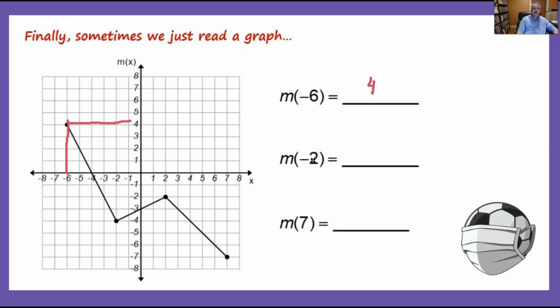When the input is -2, we put it in this function, I'll call it m. That's the name for this function. Start at -2, go down to the graph, and read off the y-coordinate. That's -4. And when the input is 7, we'll go down to the graph, read off the output. It's -7.